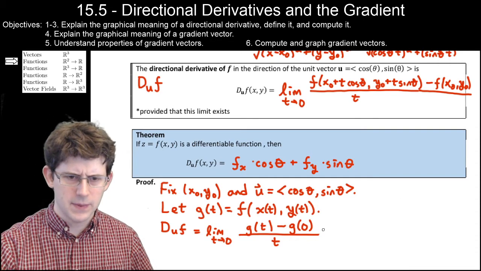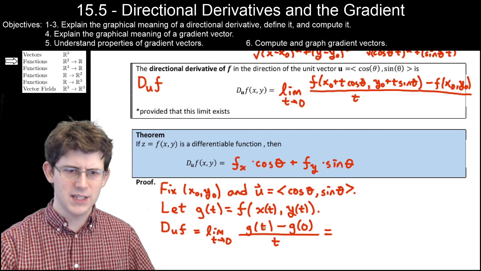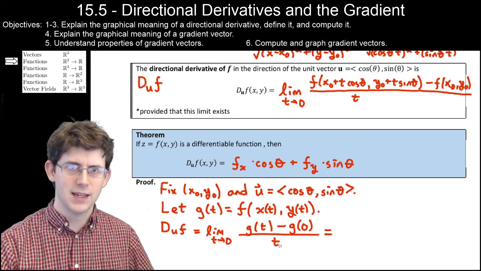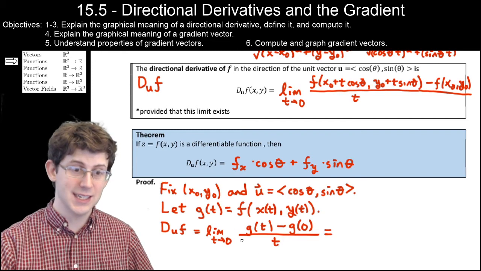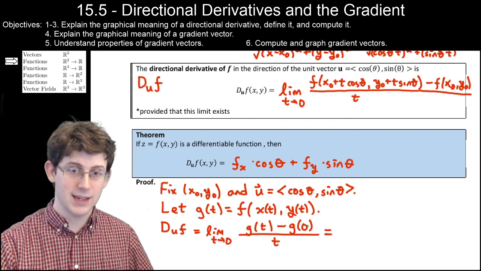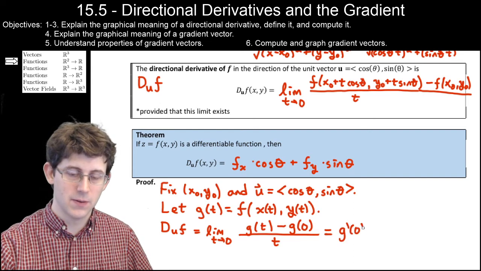Okay, now what is this? The limit as t approaches 0 of g of t minus g of 0 all over t. That, from Calc 1, is what the derivative of g is at this point, at the point 0. So this is g prime of 0.